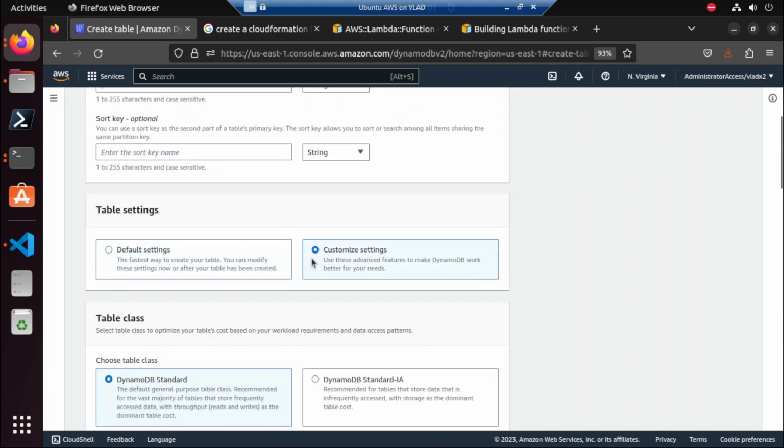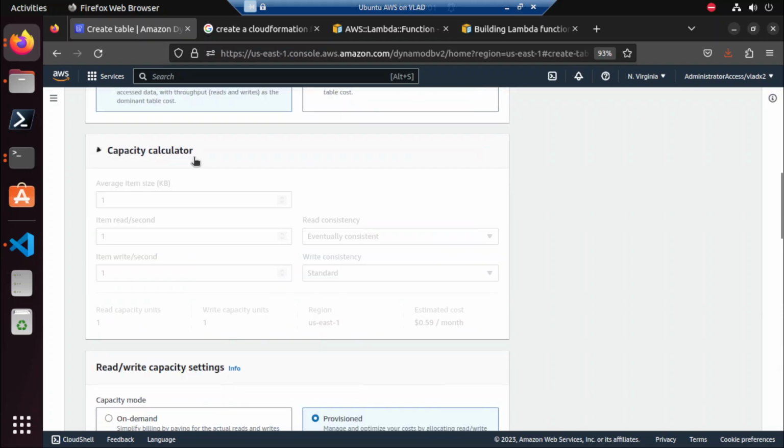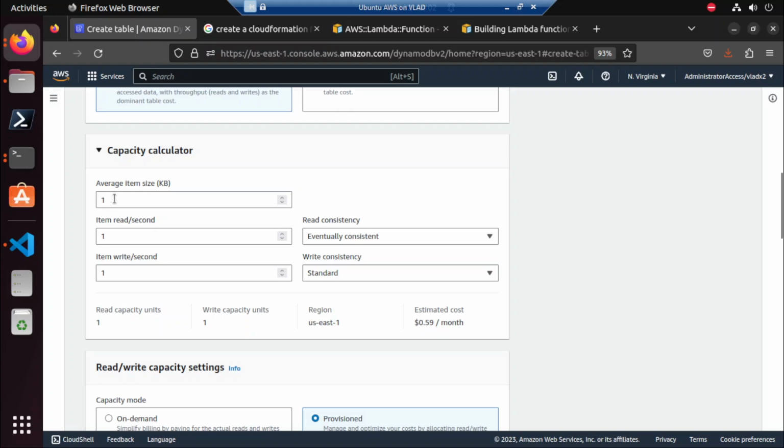So if we go to the customized settings, there's a calculator. So for example here, if each item is, for example, 4 KB, and item reads per second is 1, and my read capacity unit is 1, right?